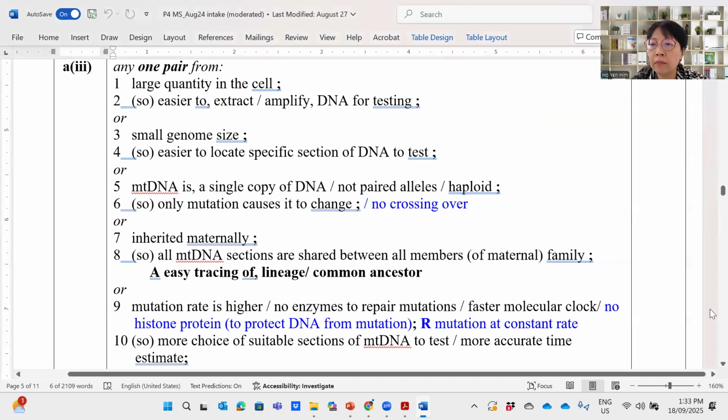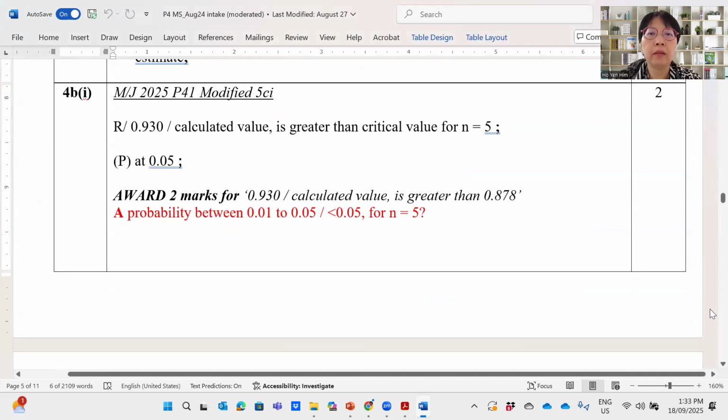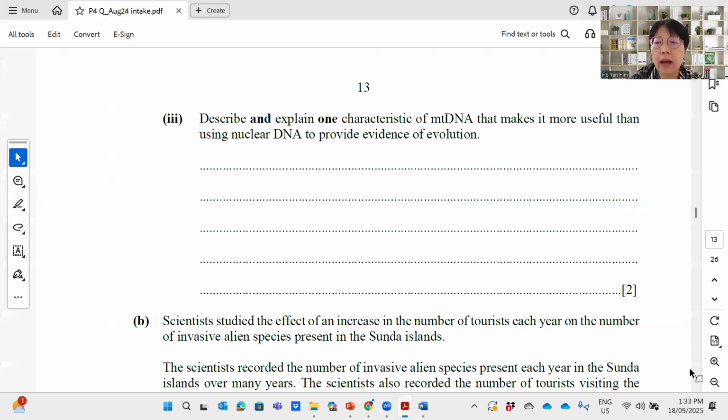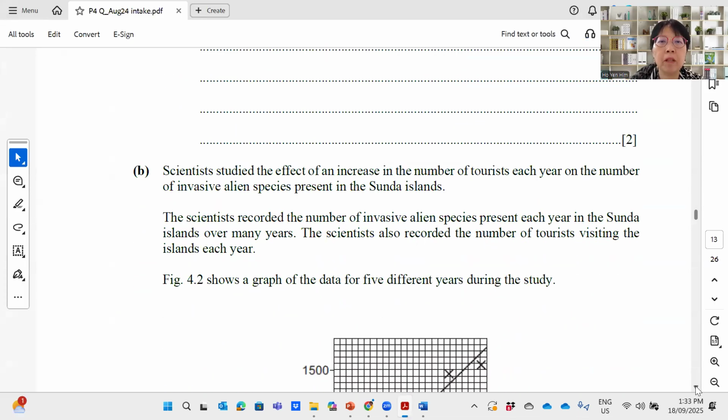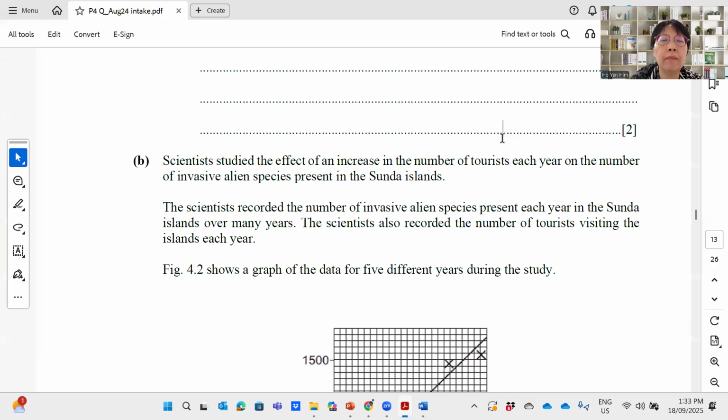Okay, next question, 4B. Today I go into the topic quite detailed so that I hope you can learn from there. So I go into quite detail.